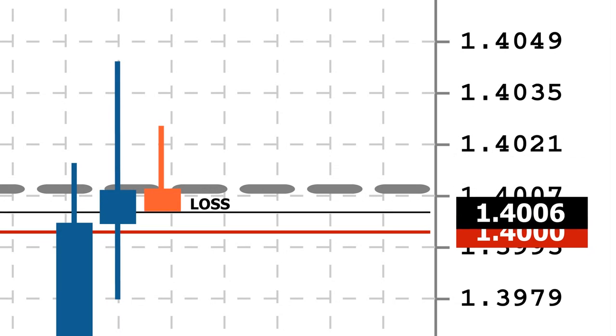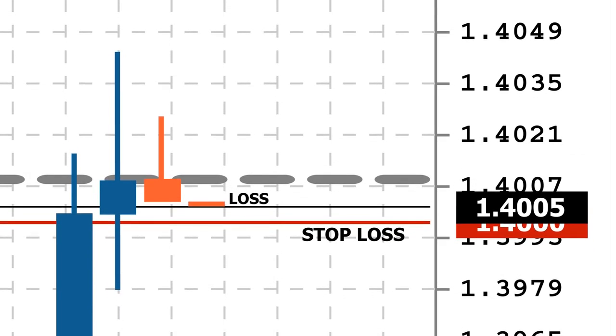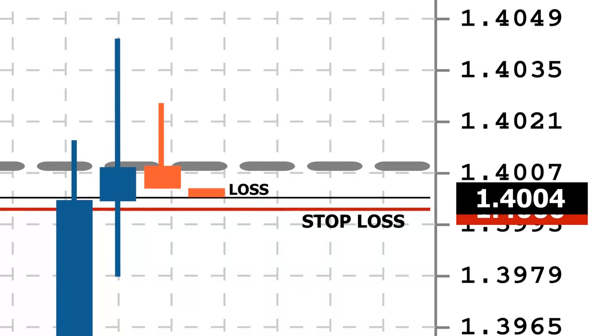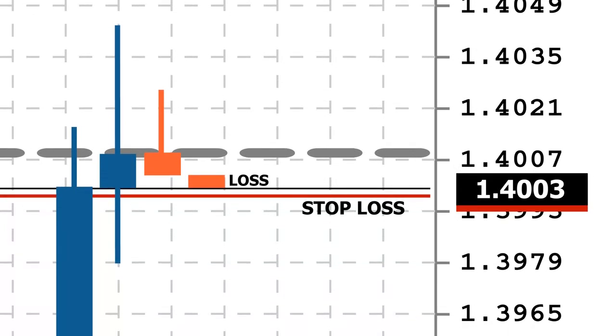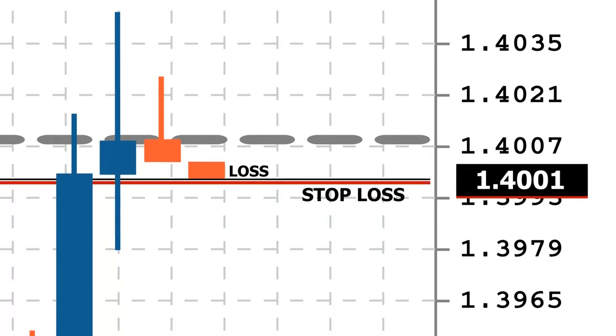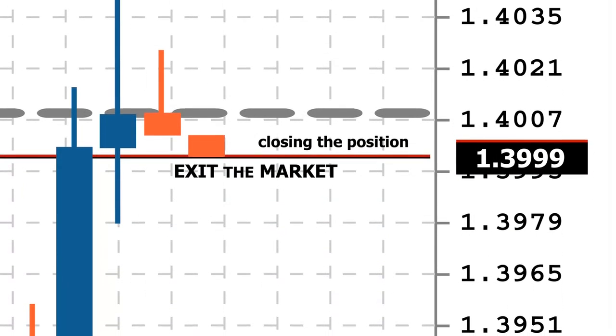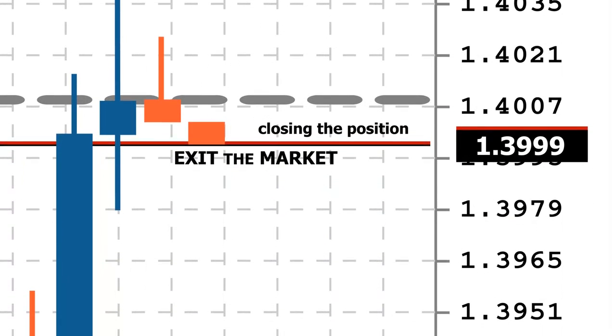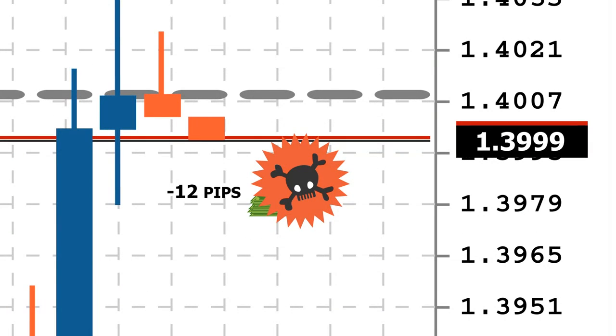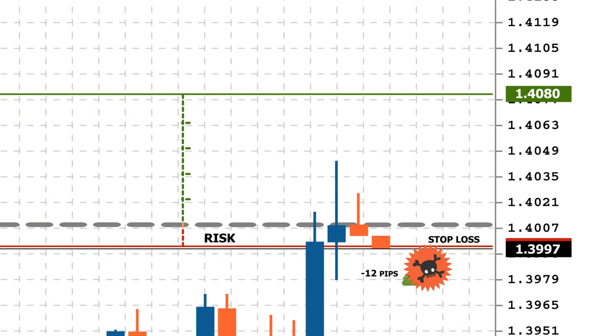Do we care? Of course not. You have a stop loss at 1.4000. At this price, you can let your trading platform close the trade automatically when it reaches the stop loss and exit the market, closing your position. You are out. You lost 12 pips, but not too much thanks to having a well-set stop loss, a reasonable risk-to-reward ratio, and above all, following your common sense.